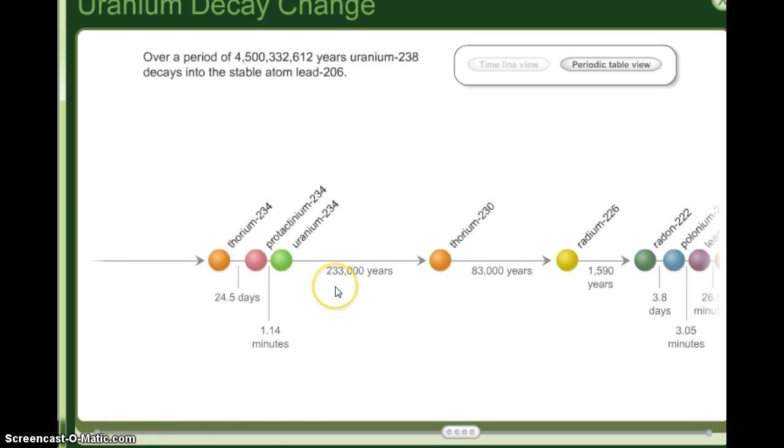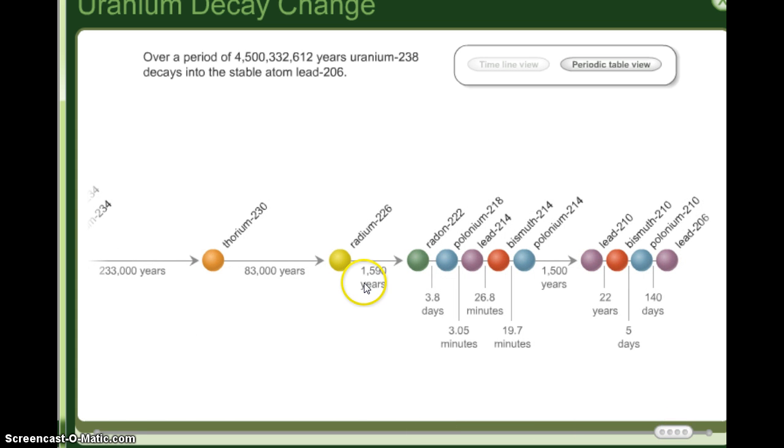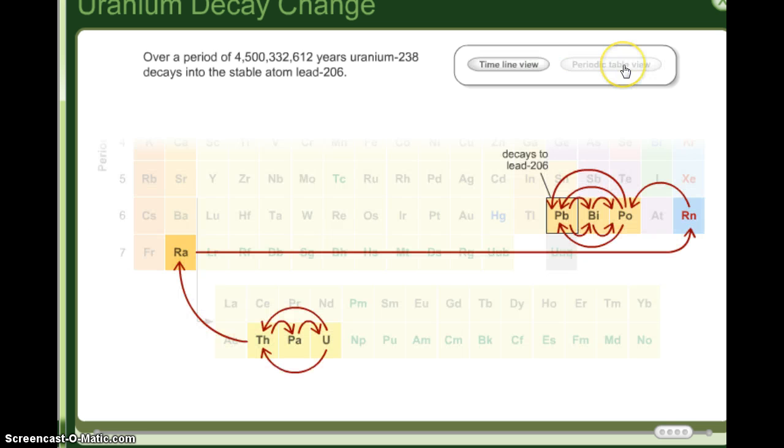Then it takes just 200,000 years to change into thorium-230, another 83,000 years to turn into radium-226, about 1,600 years to turn into radon-222, almost 4 days to turn into polonium-218, 3 minutes to turn into lead-214, about half an hour to change into bismuth-214, about 20 minutes to turn into polonium-214, another 1,500 years to turn into lead-210, 22 years, bismuth-210, 5 days, polonium-210, and 140 days to turn into the final product of lead-206. All right, there you go. There's my arrows.